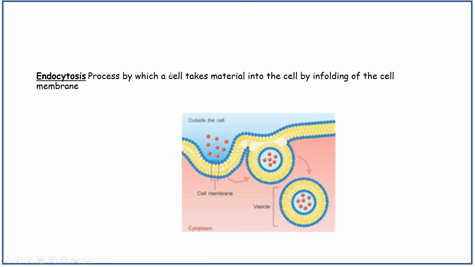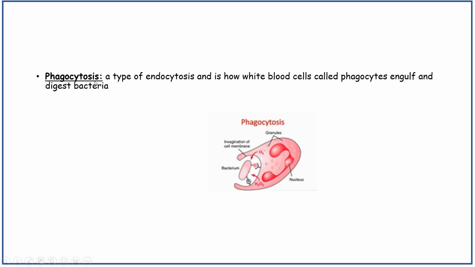Endocytosis is the process by which a cell takes materials into the cell by infolding of the cell membrane. Phagocytosis is a type of endocytosis, and it's how white blood cells called phagocytes engulf and digest bacteria.